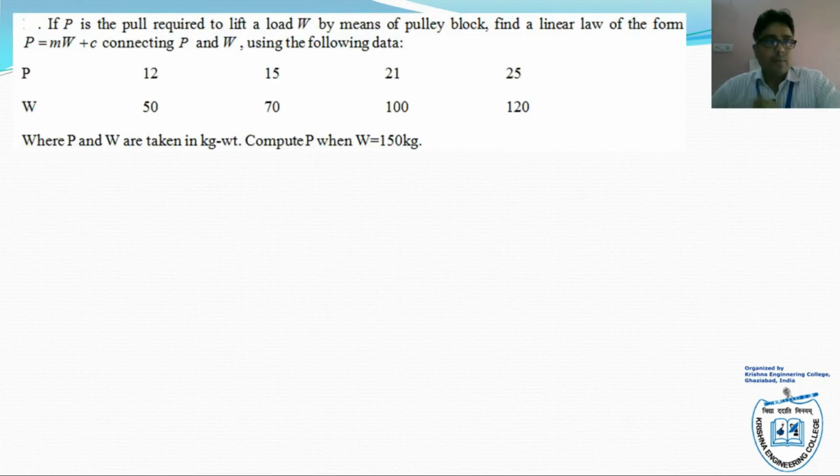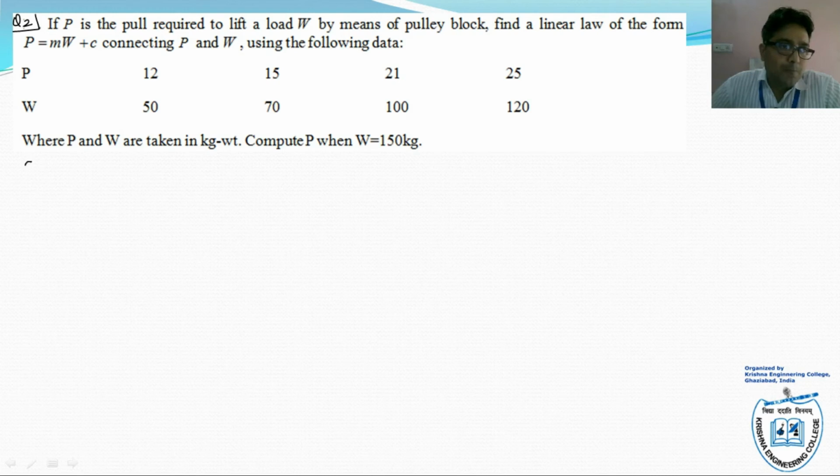Now we learn the second example. This is an example based on the practical application of curve fitting on engineering problems. If P is the pull required to lift a load W by means of a pulley block, find a linear law of the form P is equal to mW plus C connecting P and W using the data. The data is given here, where P and W are taken in kg weight. Compute P when W is equal to 150 kg.